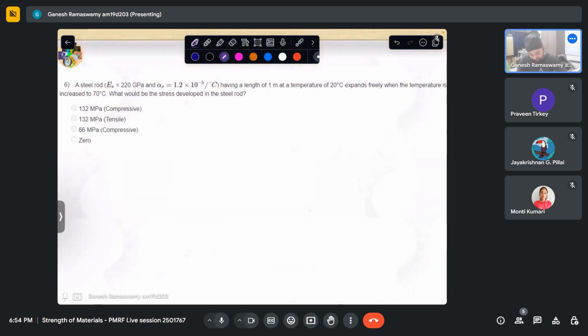A steel rod with Young's modulus 220 GPa and alpha S, the coefficient of thermal expansion. So we have E of the steel as 220 GPa, and the coefficient of thermal expansion as 1.2 E minus 5 per degree centigrade, having a length of 1 meter at a room temperature of 20 degrees, expands freely when the temperature is increased to 70. What would be the stress developed in this steel rod is what is asked.